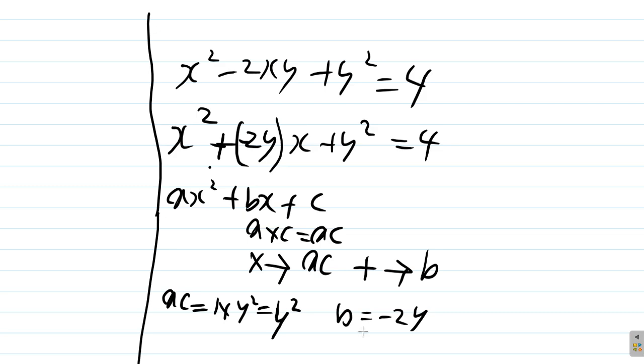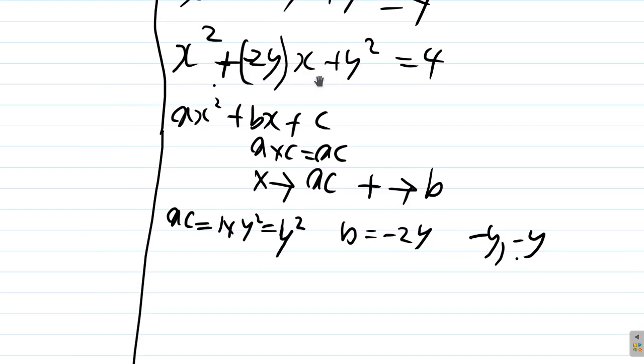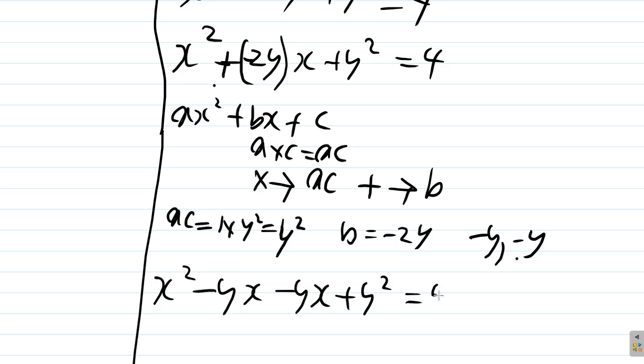So which two numbers multiply to give y squared and add to give negative 2y? Seems like those numbers are negative y and negative y. Because negative y times negative y gives positive y squared, and negative y plus negative y is negative 2y. Alright, so we're going to split the middle part, the negative 2y x, into negative y x and negative y x. So you have x squared minus y x minus y x plus y squared, and we put back the equals 4.